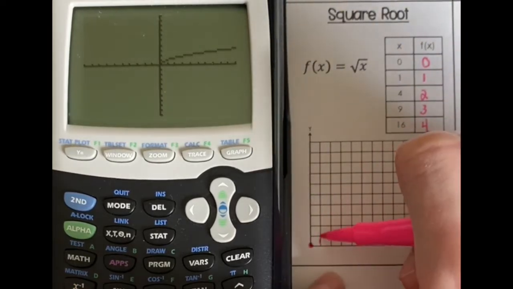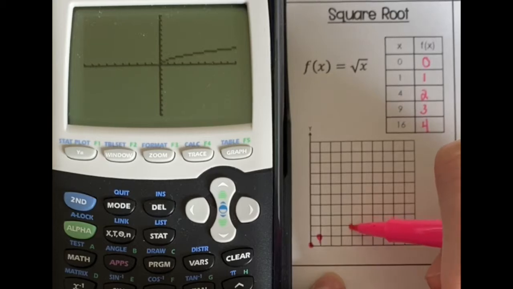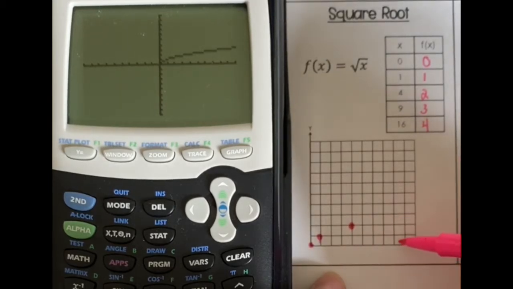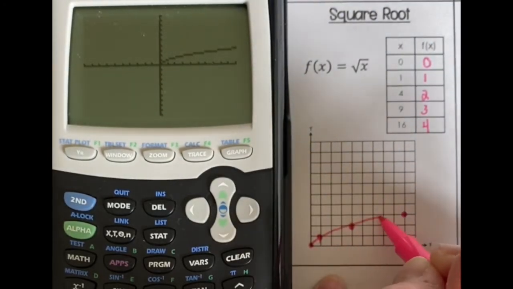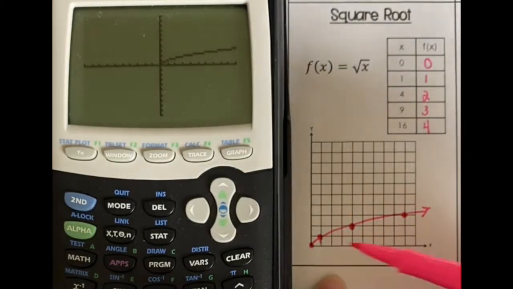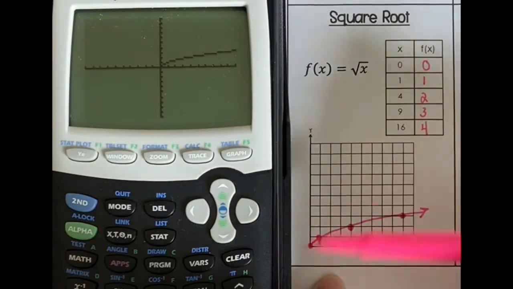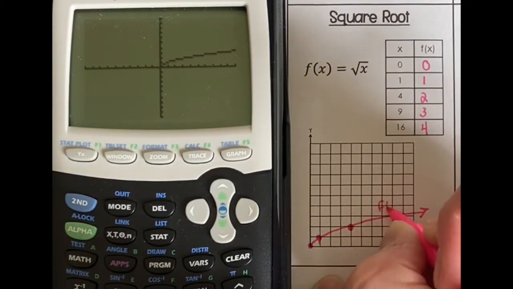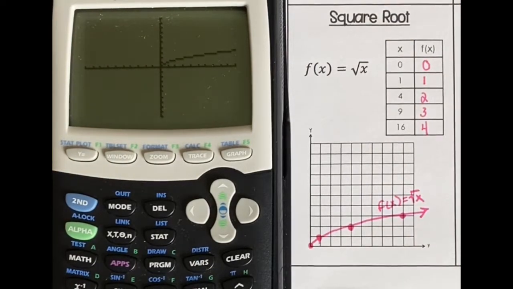So we start at 0, 0, then we go to 1, 1, 4, 2, and 9, 3, and we can't fit 16, 4, and we're going to draw it like that, and it continues going up. Now notice when I do this, there's an arrow at this end, but there's no arrow going the other way because you cannot go into the negatives here. And then we always want to label.